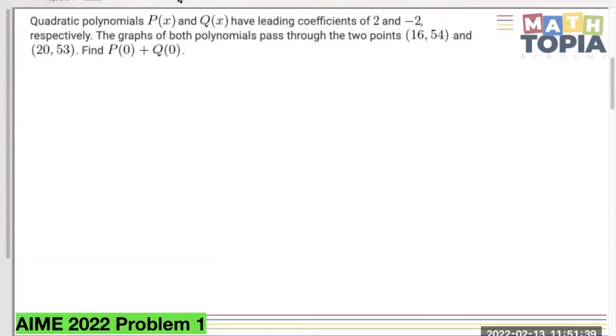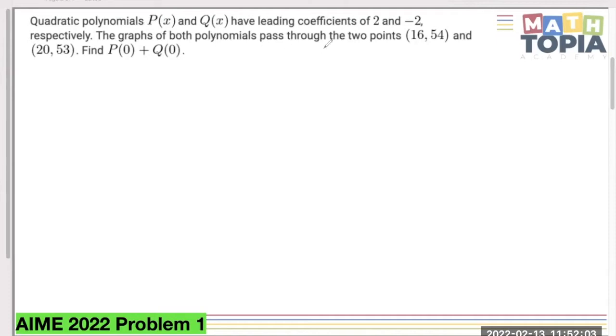Okay, so quadratic polynomials P of x and Q of x have leading coefficients of 2 and -2, respectively. The graphs of both polynomials pass through the points (16, 54) and (20, 53), and it's asking us to find P of 0 plus Q of 0.